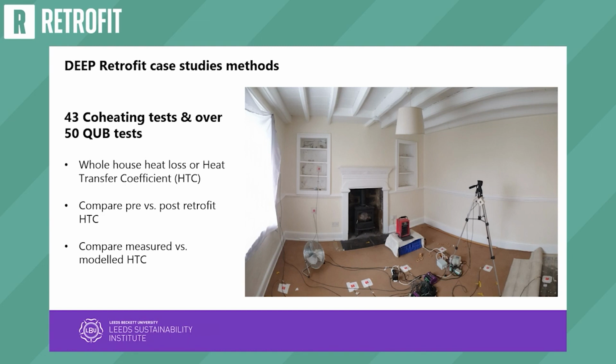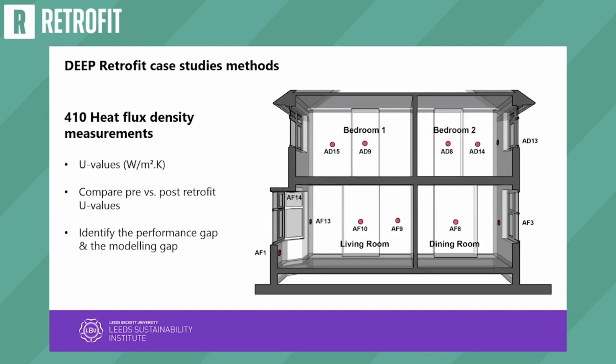I won't say much more about that, except those little red dots stuck to the wall. They're part of the co-heating test because we also measure U values at the same time. They're called heat flux plates, they're heat flux density measurements, and from that you can convert the output from the heat flux plate into a U value for a fabric element.